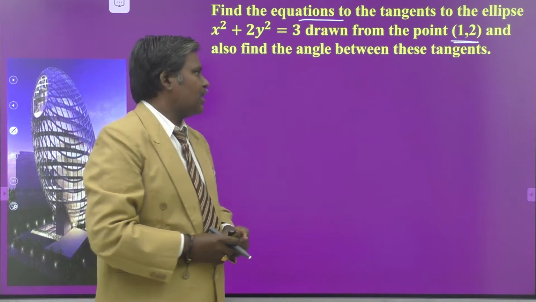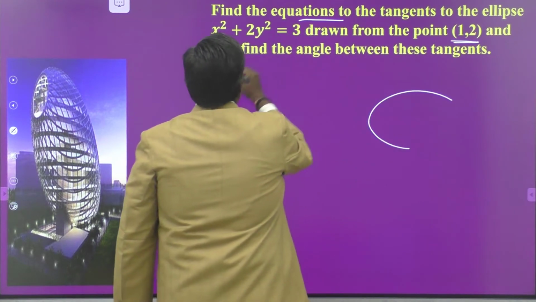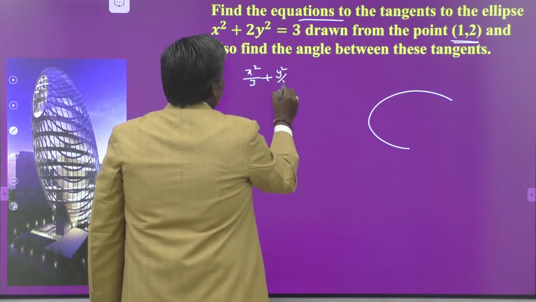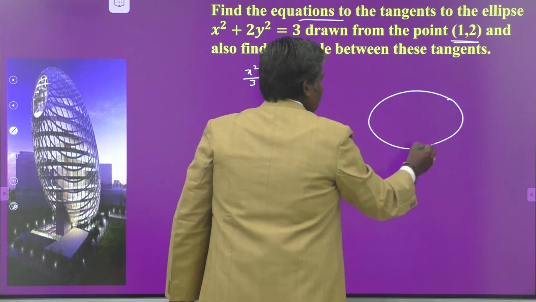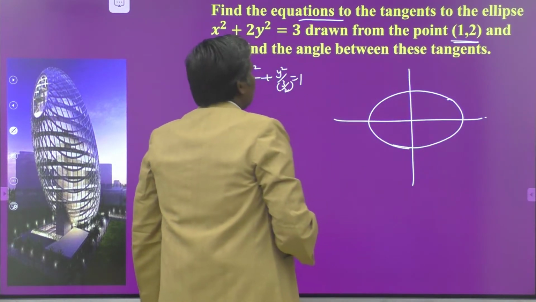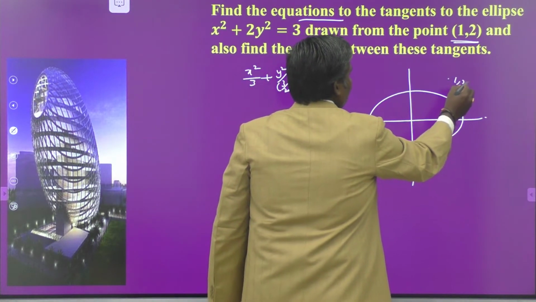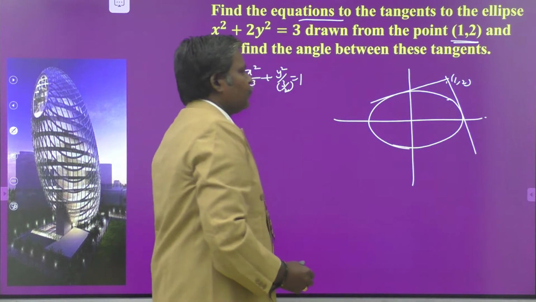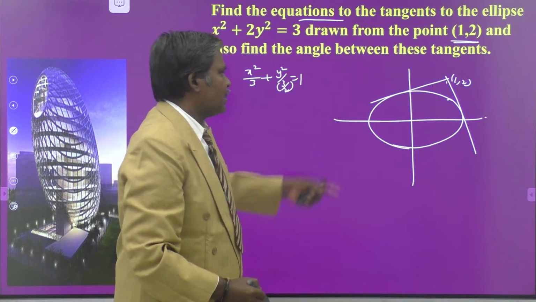This is the target. So your ellipse is in this manner. If you write it in the standard form, x square by 3 plus y square by 3 by 2 equal to 1. So a greater than b case, no problem. This is your ellipse. So what is your point? 1 comma 2. 1 comma 2 is in the first quadrant. Suppose this is 1 comma 2. You have to draw the tangents, and we have to find the equations of these two tangents.